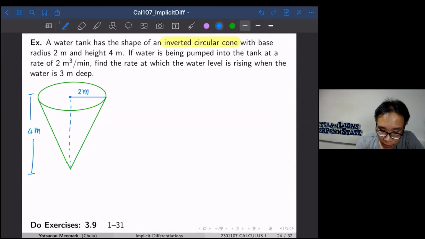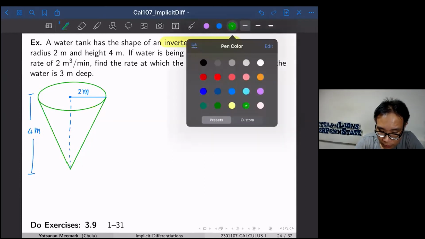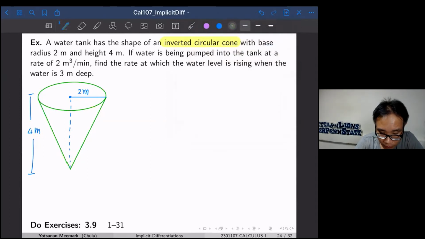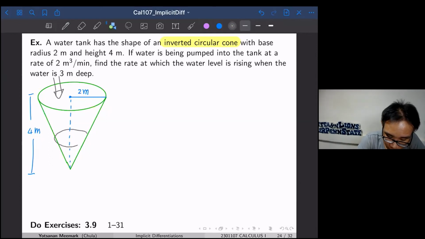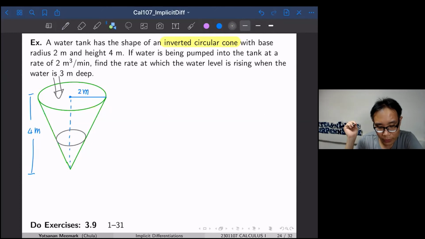And we are pouring water into the tank. Okay, and you see that the water level will come up. So let me draw the water level here. The water level will come up like this. And you see that after you pour the water, you're going to have the radius r.